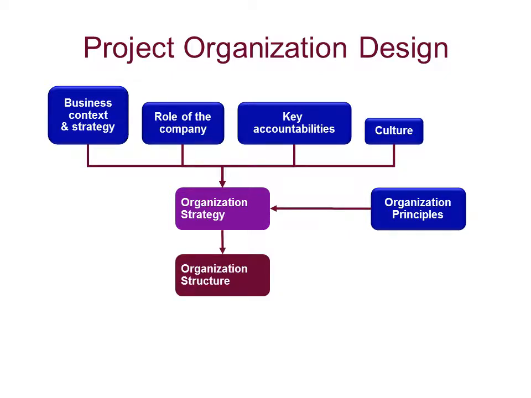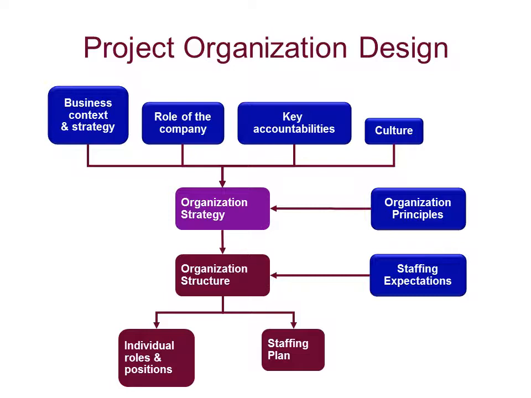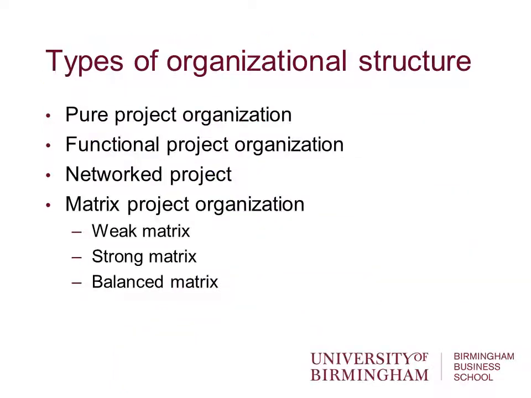Now, if you've done organisational theory or organisational behaviour, you'll have come across a lot of different organisational structures and possibly even the matrix structure, which I'll come on to very soon. But here what I'm going to do is talk about it in a lot more detail and how it applies to projects. So we have a lot of things feeding into our decision making around organisational structure. This is driven partly by staffing expectations, who we need, what skills we need, and this leads to individual roles and positions for people within the organisation and a plan.